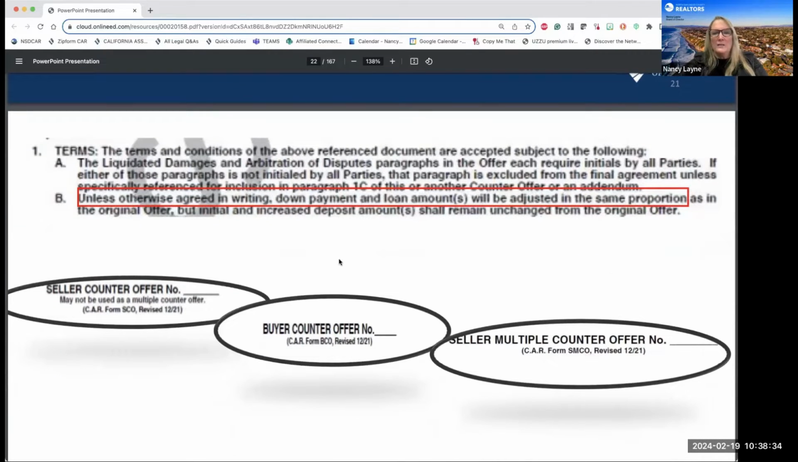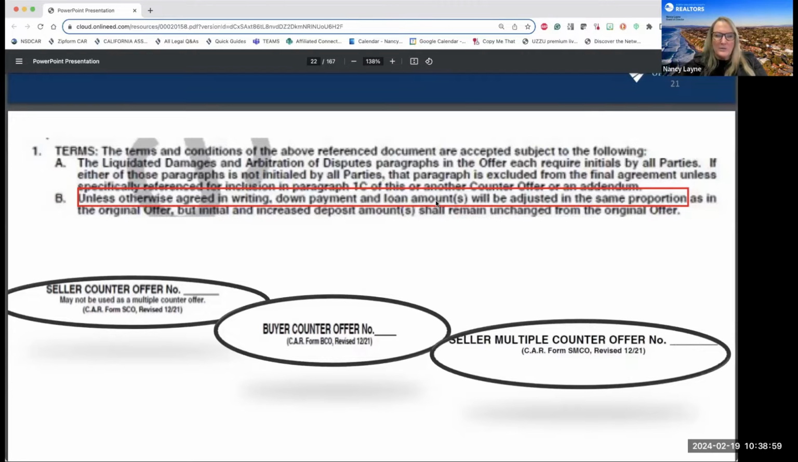So the loan amounts and the down payments will be adjusted in the same proportion as the original offer, but the initial increased deposit amounts shall remain unchanged. I've gone over that a couple of times, and that's exactly what that refers to. That section has to be clarified to make sure you understand how much money they're putting down and what the percentage is for their loan as well.